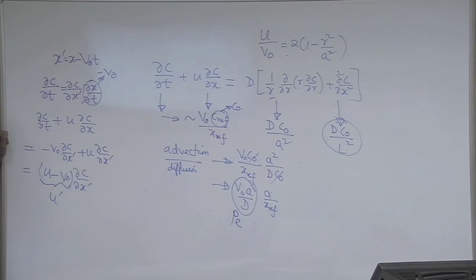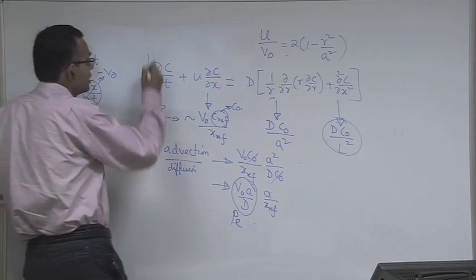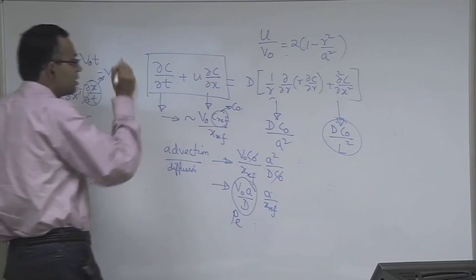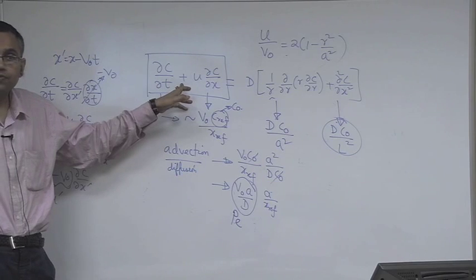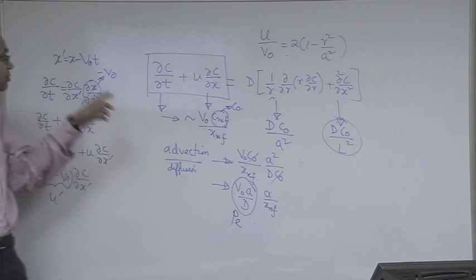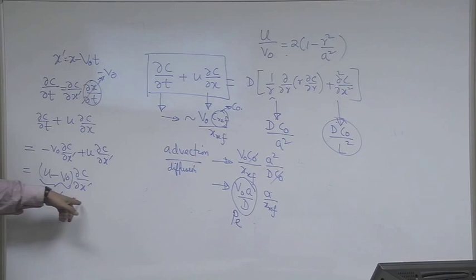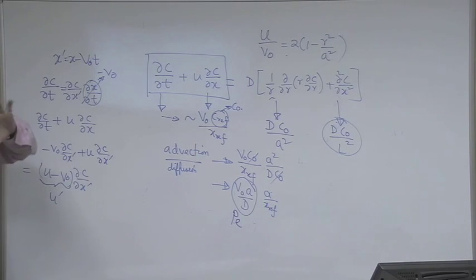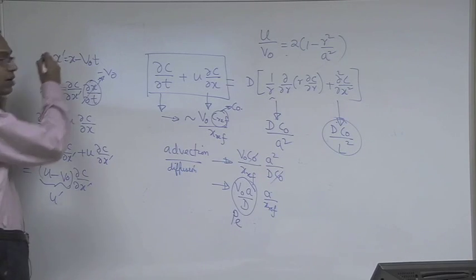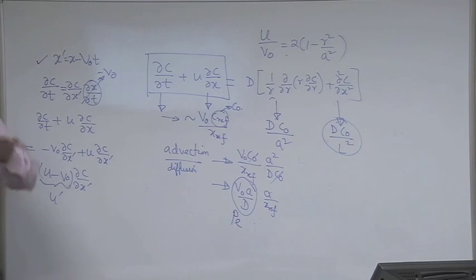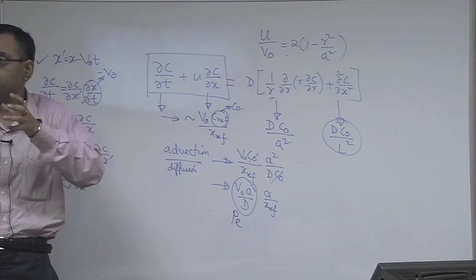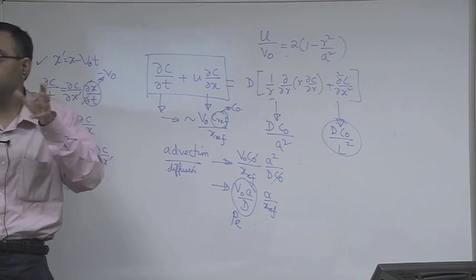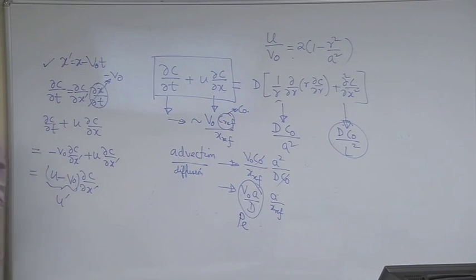See, one very interesting thing has happened in the process. This had an unsteady term. In the moving reference frame, with this transformation, the unsteady term has now vanished. This is because of a transformation which is called the Galilean transformation. So, by Galilean transformation, we have been successful in converting an unsteady problem to a steady problem in the moving reference frame.